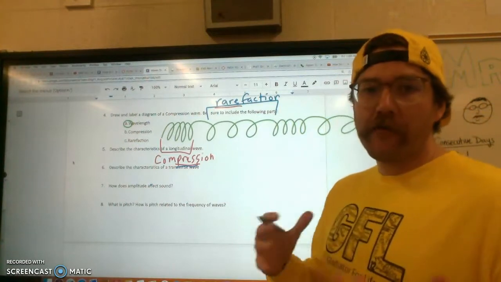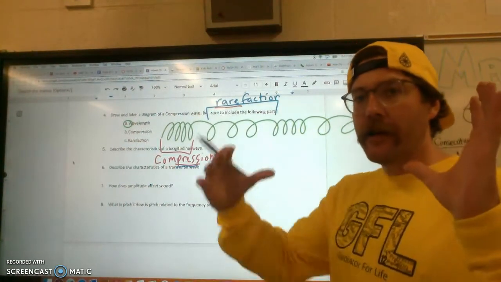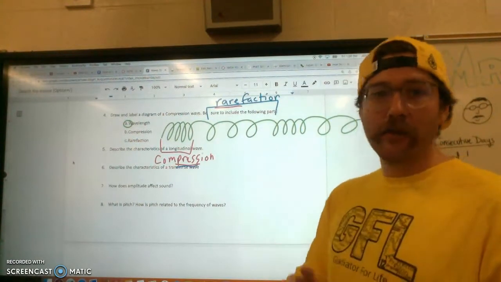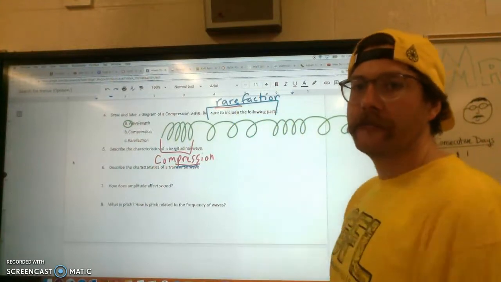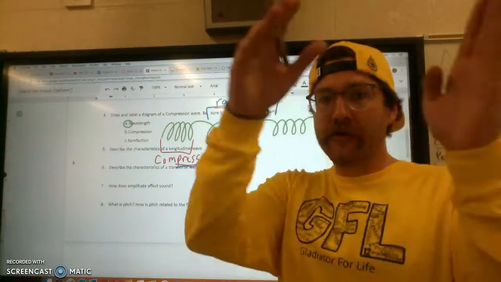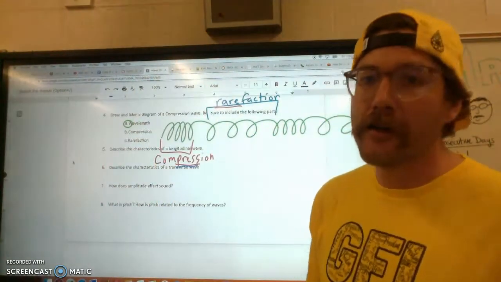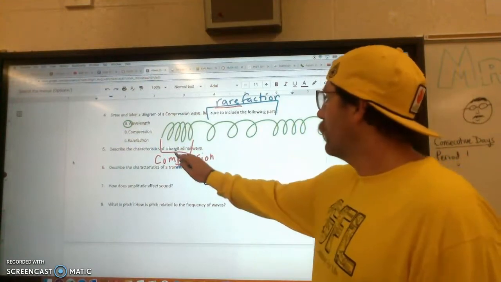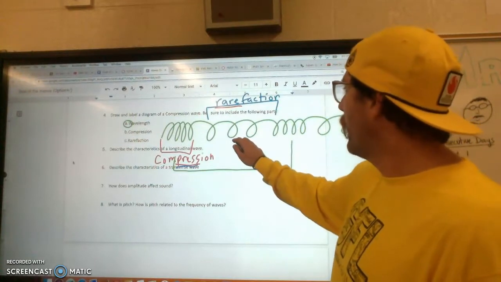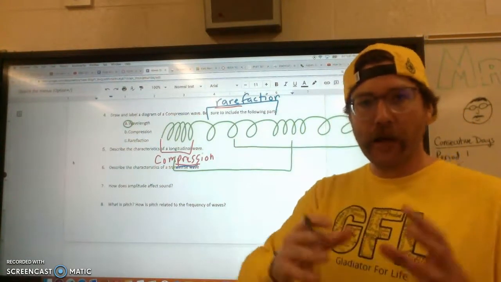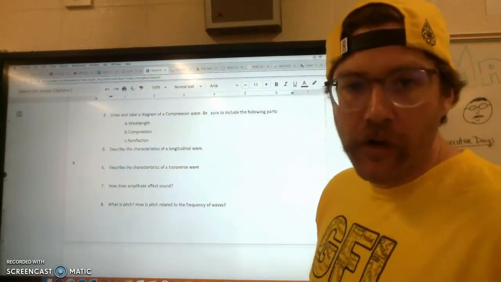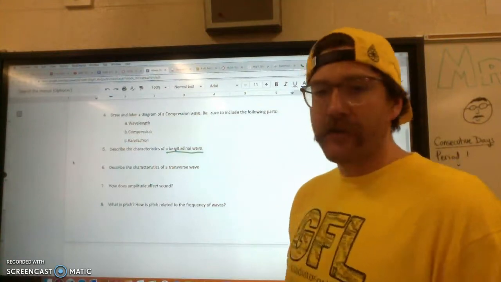And so a compression and a rarefaction are just like the crest and the trough of this type of wave. Instead of it looking like that, it looks like this. And so the same thing that we've done with wavelength, where we measure from crest to crest, the same thing would be true here, except we're measuring from compression to compression, or from rarefaction to rarefaction. Either way, that's the wavelength. Okay, so those are the characteristics of a longitudinal wave.